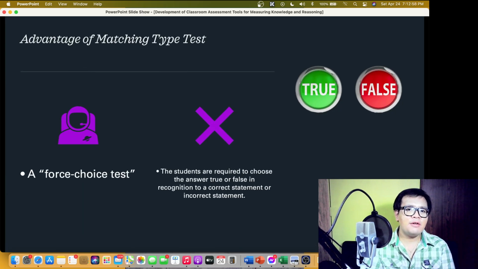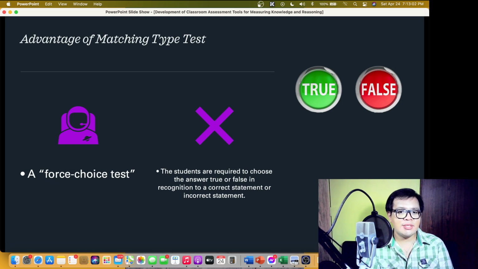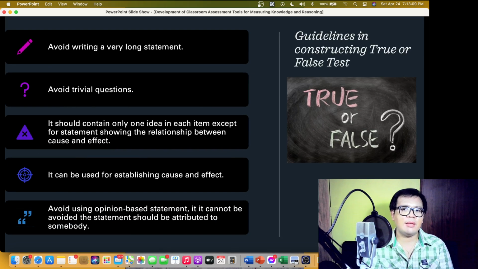So, advantages of matching type tests. It's a forced choice test. The students are required to choose the answer, true or false, in recognition of a correct statement or incorrect statement. So actually, this is already in relation to true or false, by the way. So, guidelines in constructing true or false.